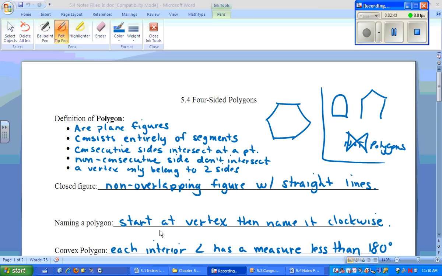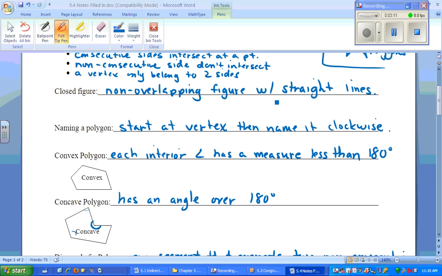Naming a polygon. So how do you name a polygon? You start with a vertex and you name it clockwise. So if I started here and said this was A, B, C, D, E, F, I don't care which one I start at, I pick a spot and I go clockwise around it. So if I started at D, I would name this as D, E, F, A, B, C. Do not skip around. You can't just pick and say what you choose. You have to start at a particular point and go clockwise.